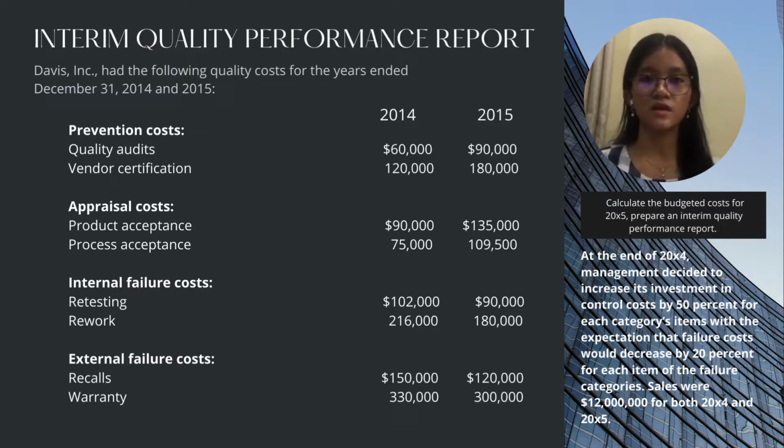So we have to calculate the budgeted costs for 2015 and prepare a quality performance report. At the end of 2014, management decided to increase its investment in control costs by 50% for each category's items, with the expectation that failure costs would decrease by 20% for each item of the failure categories. Sales were 12 million for both 2014 and 2015.